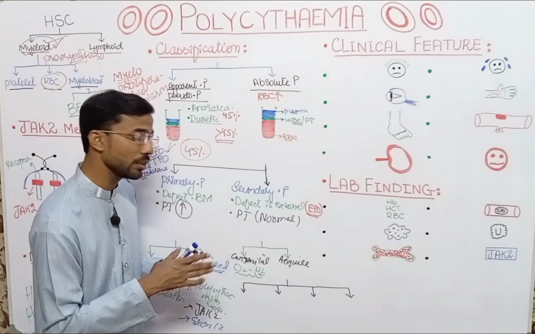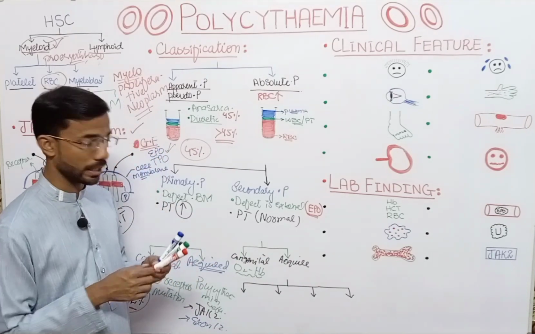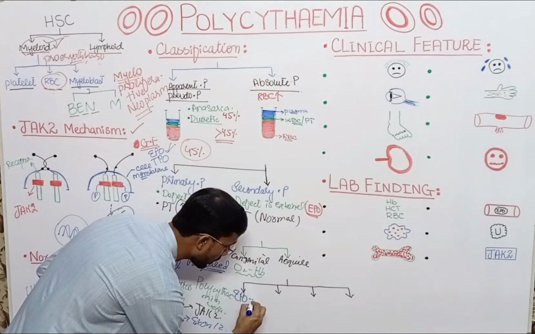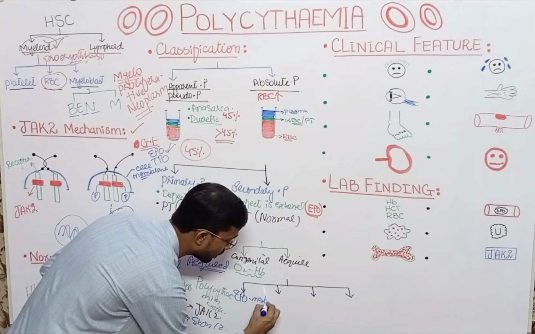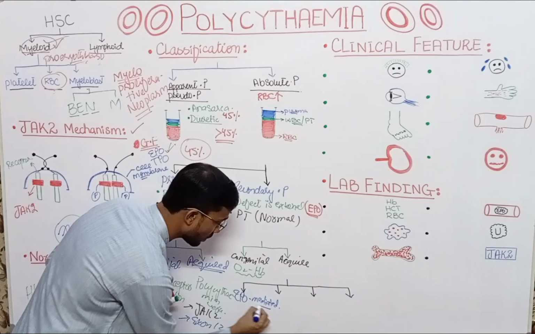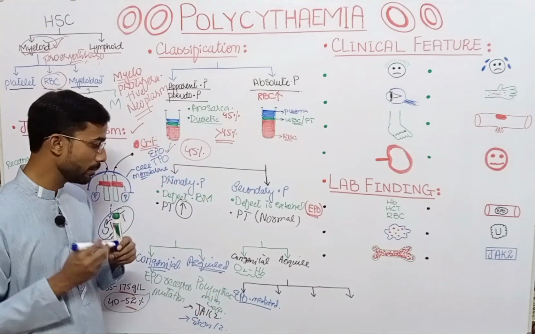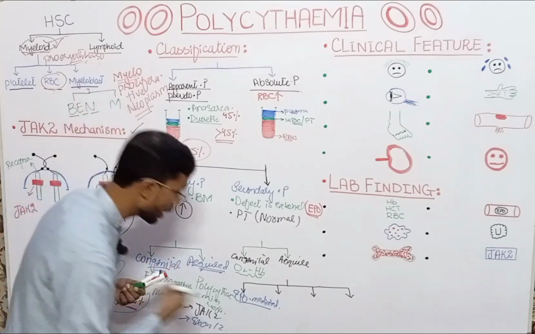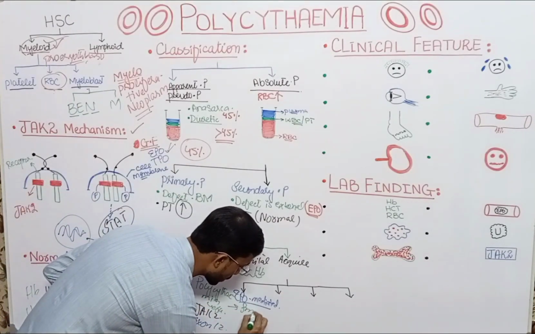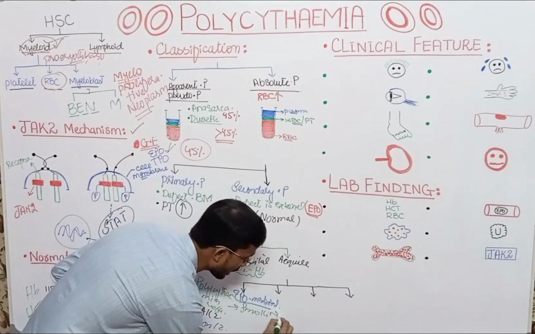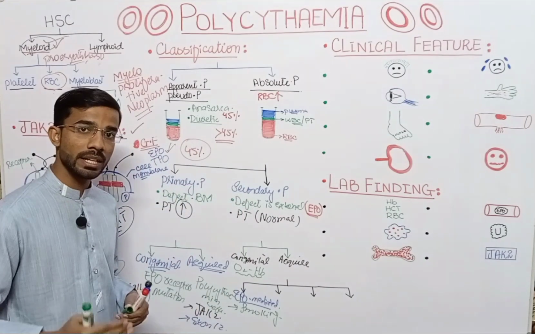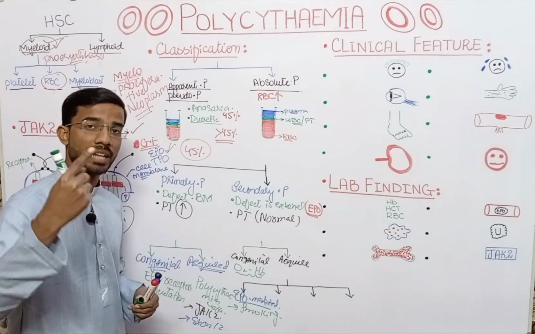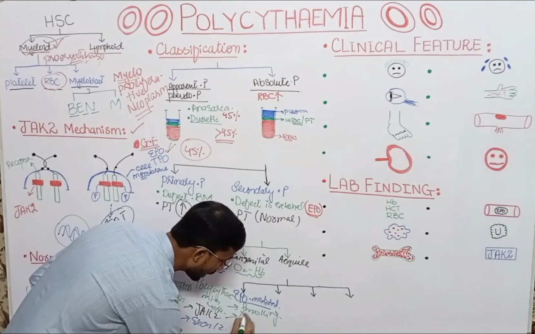Next is the acquired. We divide acquired into four categories. The first one is EPO, erythropoietin, mediated. In what situations can EPO increase? The first one is smoking. Due to smoking EPO increases, and if EPO increases, then RBCs will also increase. And high altitude.